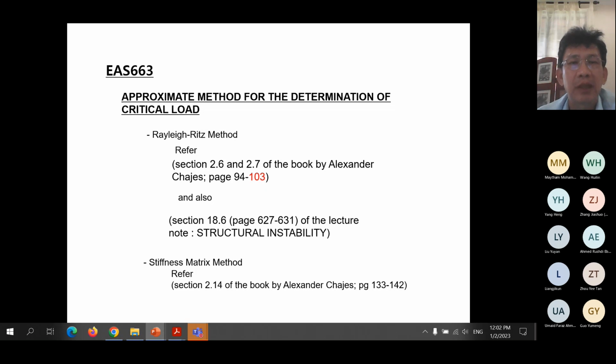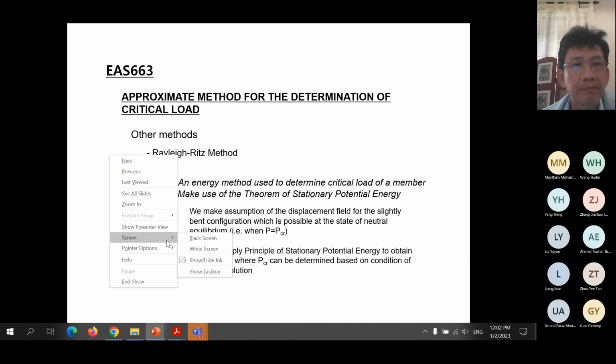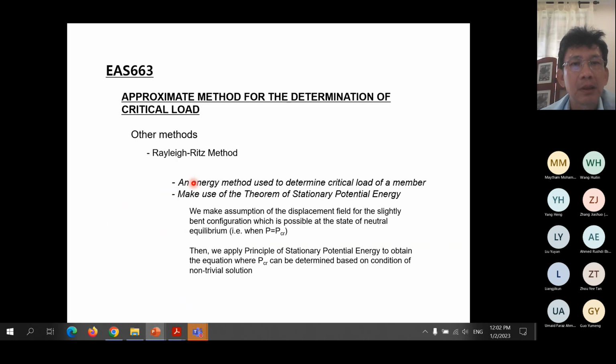Now let me start with Rayleigh Ritz method first. Okay. Now Rayleigh Ritz method is an energy method, class. So energy principle is being used to determine critical load. We use that to determine critical load of a member. And we make use of the theorem of stationary potential energy.